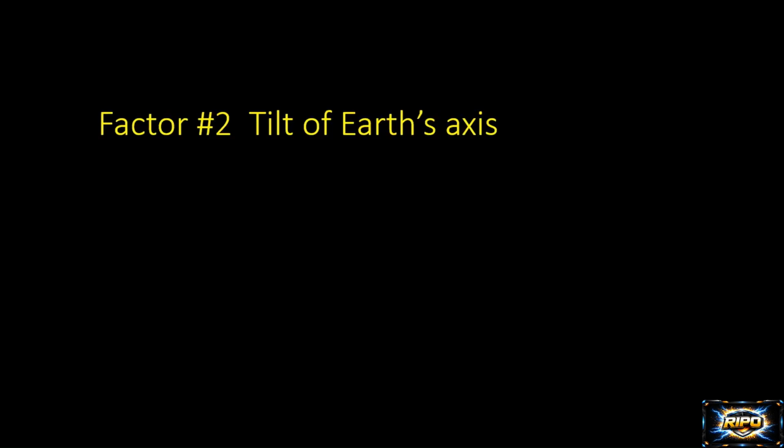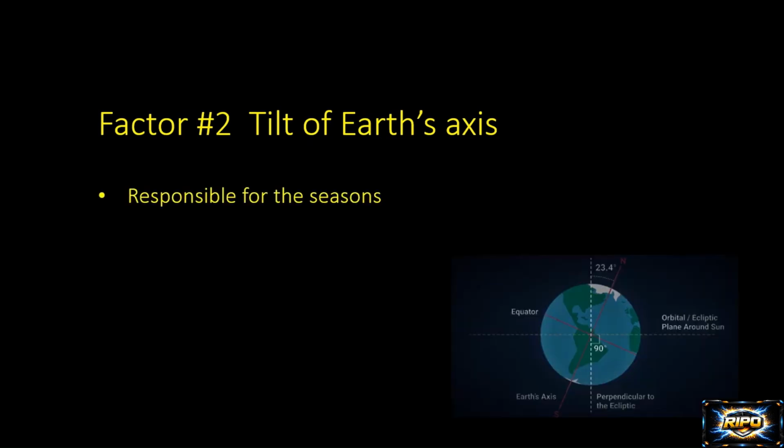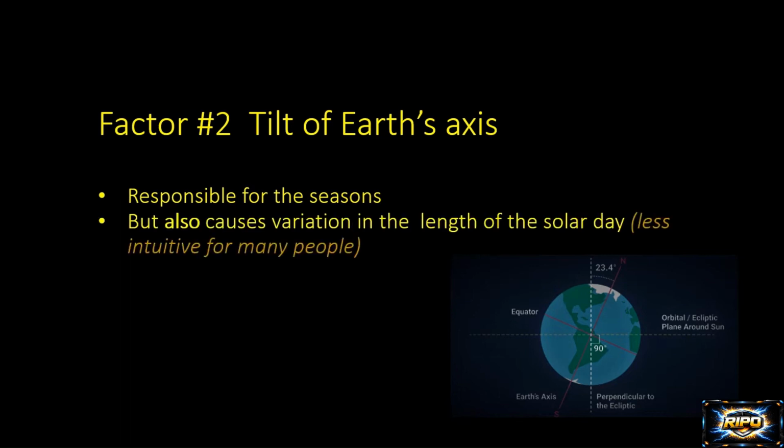The second factor which affects the length of the solar day is the tilt of the Earth's axis. Many, if not most people, know it's this tilt which causes the seasons, but at first sight it isn't immediately clear why the tilt should also cause the length of the solar day to vary, and many people struggle to visualize this. So I'll talk about this next, and I hope that my explanation is easy to follow.